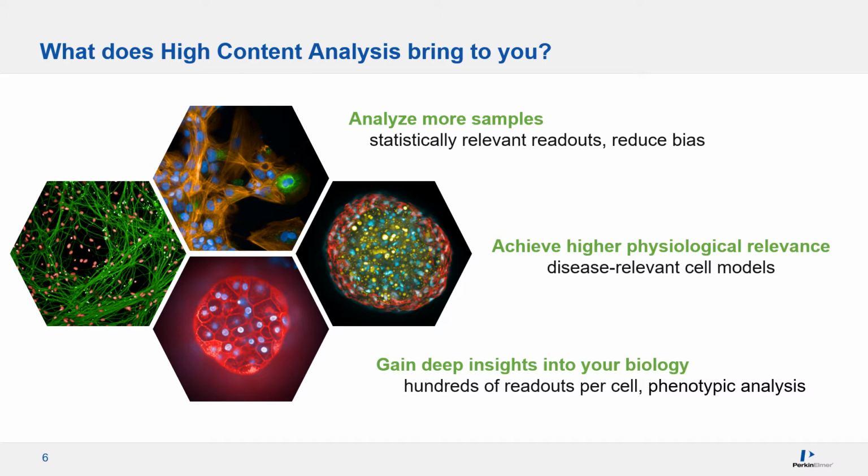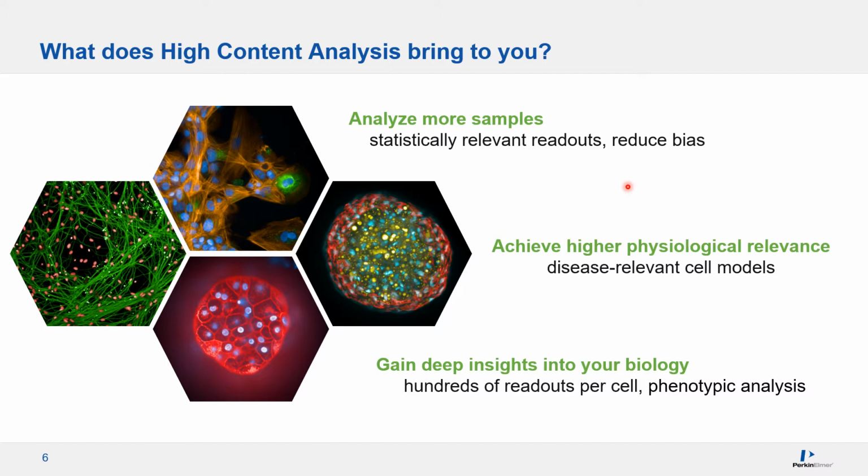It also allows us to achieve higher physiological relevance as compared to a biochemical assay, for example, that looks at the binding interaction of a compound to its target protein. And it is often lacking physiological relevance because the cellular environment is missing. Therefore, high-content imaging is the ideal technology to analyze complex models like 3D microtissues, spheroids, and organoids.